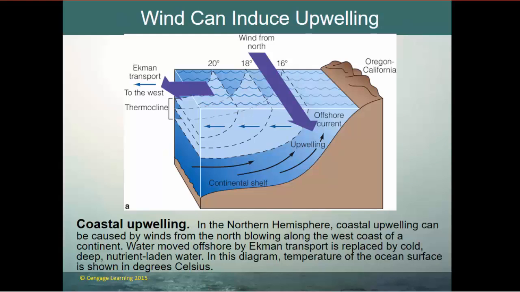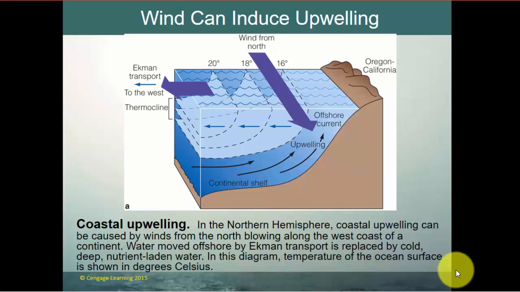And this is another way that wind can induce upwelling. We'll talk about the California current, and wind along that California current blows north to south. Well, Ekman transport turns it to the right. And as it turns it to the right, it pulls all this water offshore. And because it's moving all this water offshore, that water has to be replaced. So it's replaced from deep below, creating upwelling. So that's coastal upwelling. In the northern hemisphere, coastal upwelling can be caused by winds from the north blowing along the west coast of the continent. Water is moved offshore by Ekman transport and is replaced by cold, deep, nutrient-laden water.